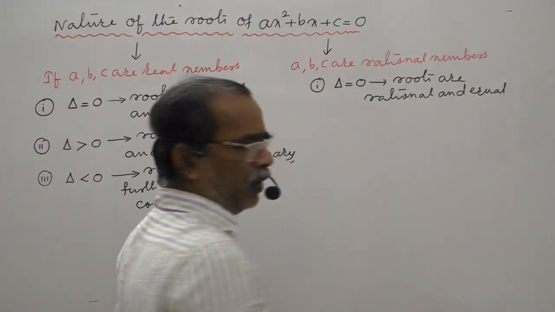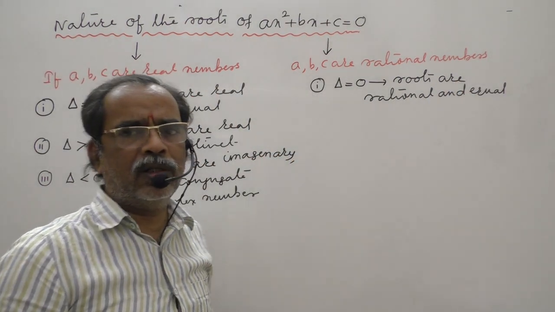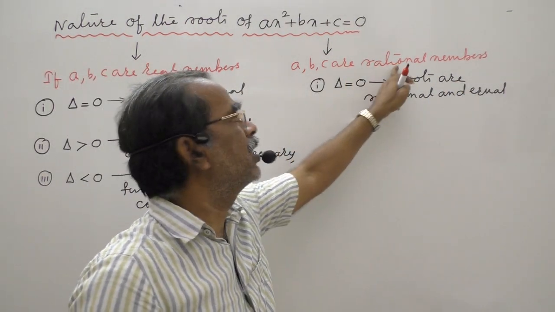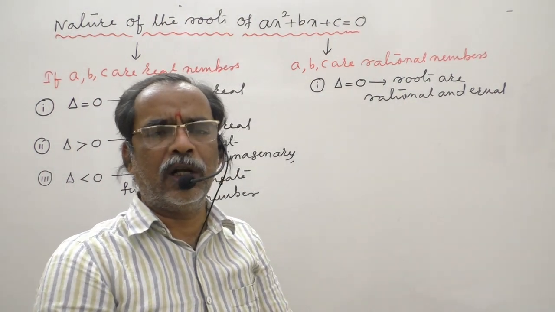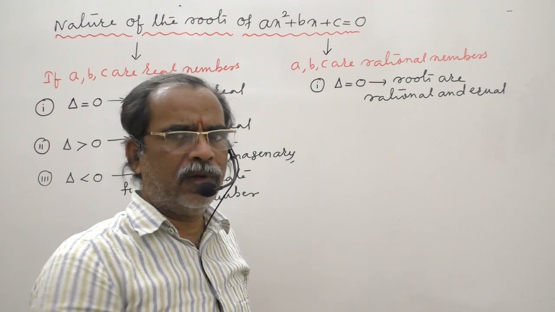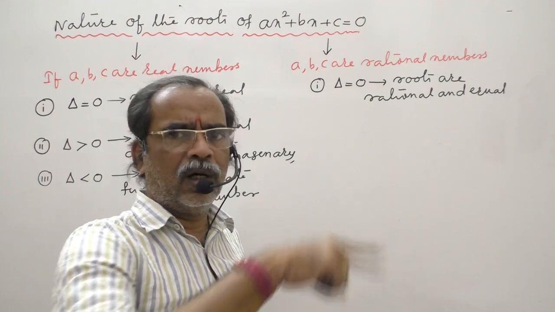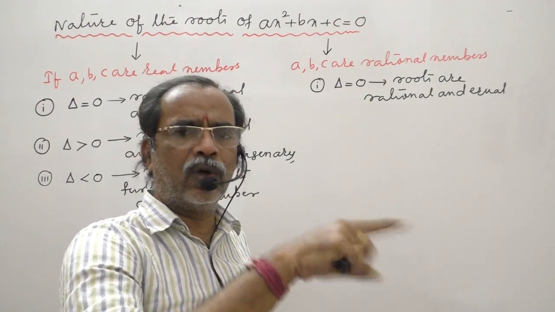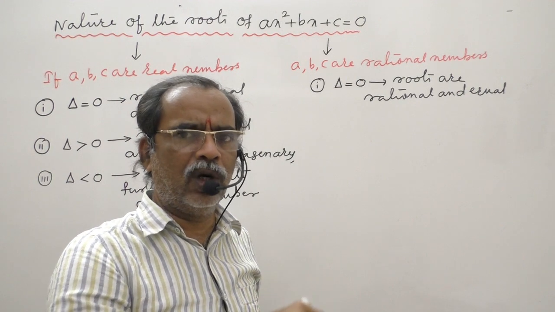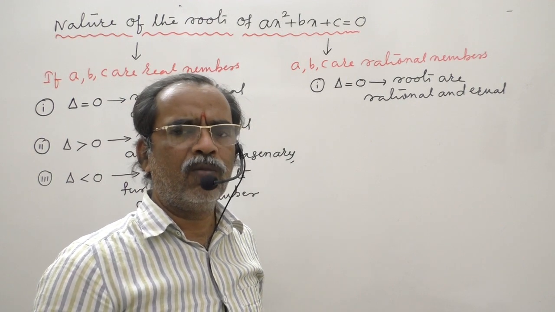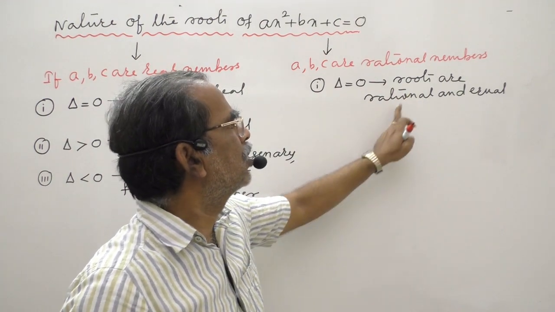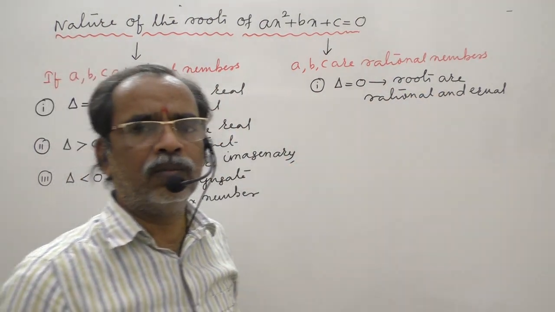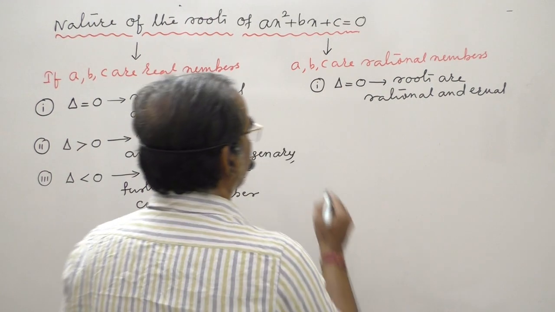Rational and equal. So here, what is this? Root, these are three rational numbers. Under root of b square minus 4ac, that is 0. That means we have already seen that when b square minus 4ac is 0, you will have only minus b by 2a. Both roots will be the same. Therefore, roots are rational and equal. Both roots will be rational.